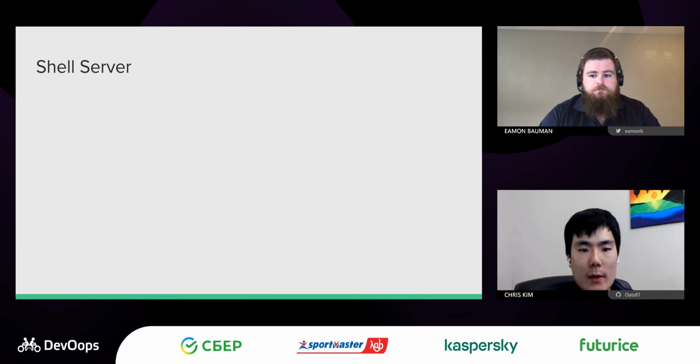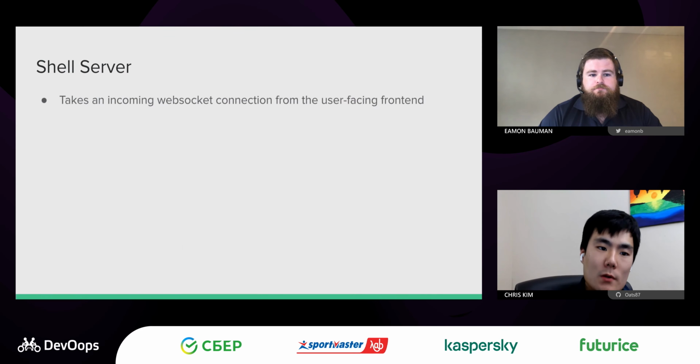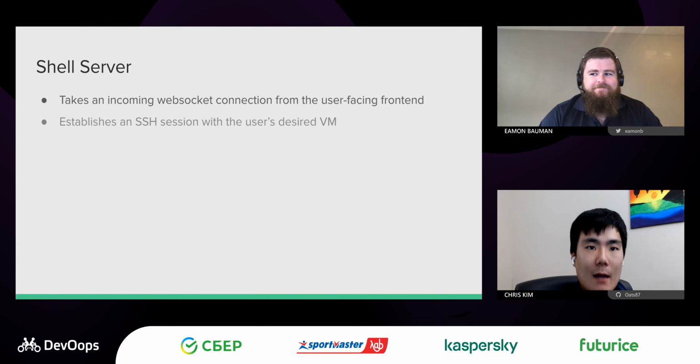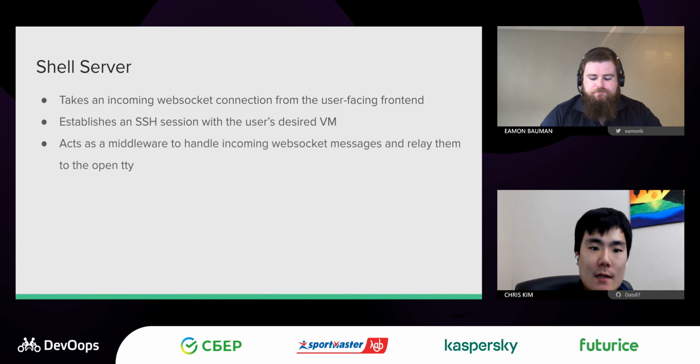Now, the last component that we have here is the shell server. The shell server is the last big component of Gargantua and is primarily something that Eamon wrote, and it's his genius work on the back end. More or less, it takes a WebSocket connection from the user-facing front end, establishes an SSH connection to the user's desired virtual machine, and acts as a piece of middleware to handle incoming WebSocket messages and relay them to the open TTY.